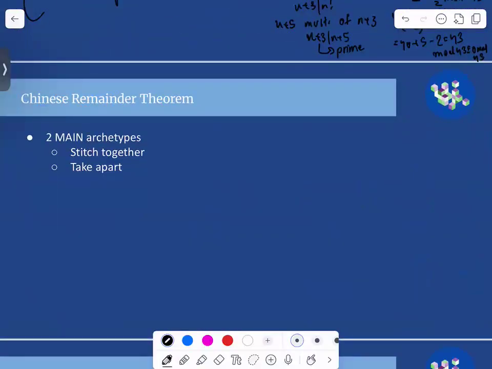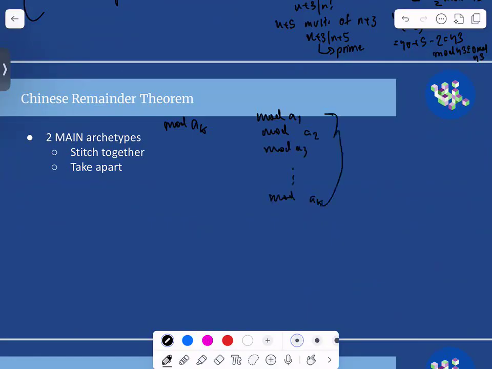So next is the Chinese remainder theorem. There's two main archetypes for the Chinese remainder theorem. Either you can stitch together congruences, or you can take them apart. So like as I discussed earlier, if you have a bunch of relatively prime mods, so you have mod A1, mod A2, mod A3, so on, mod AK.